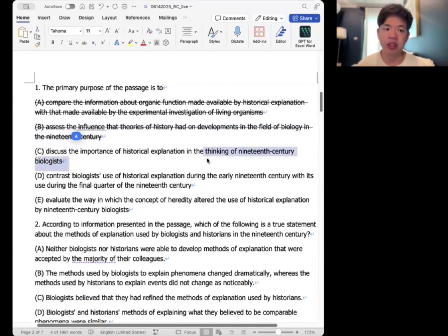The first thing about this option is that it uses the word discuss, which is a very general verb. It could be a positive discussion, negative discussion, or even a neutral one. As long as you're talking about it, it counts as a discussion. Okay, no problem. In this part, the topic also matches. It really is about 19th century scholars and their use of historical explanation, right?